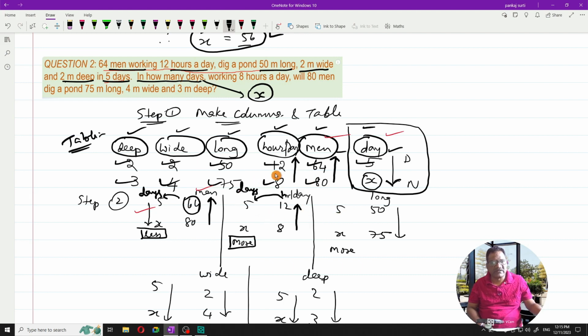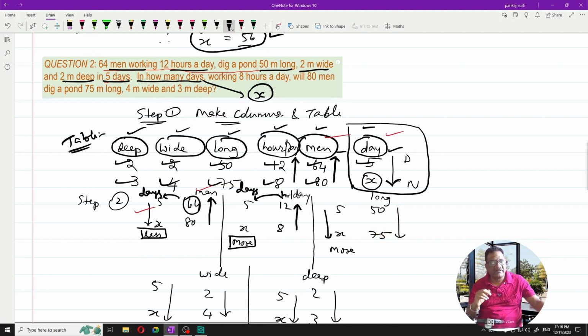This way you have to keep on making arrow marks in each and every column. Now let us try to make an arrow mark for the length column. So 5 and x is given to you. Length in meters is 50 and 75. You have to write in this order only, don't change the order. So 50 on the top and 75 at the bottom. Here also you have to keep 50 on the top and 75 at the bottom. Never ever try to change the order of anything.